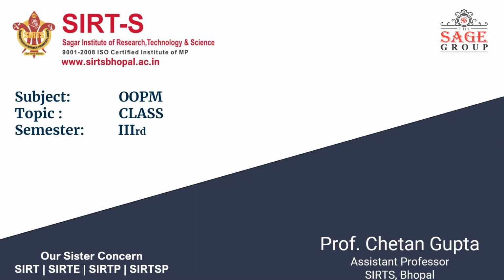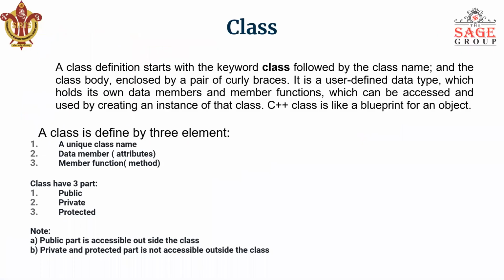Today, we are going to discuss the subject OOPM, that is Object Oriented Programming and Methodology. In today's lecture, we are discussing the class. Basically, a class definition starts with the keyword class followed by the class name and the class body enclosed by a pair of curly braces. Now, this is simply the declaration of a class.